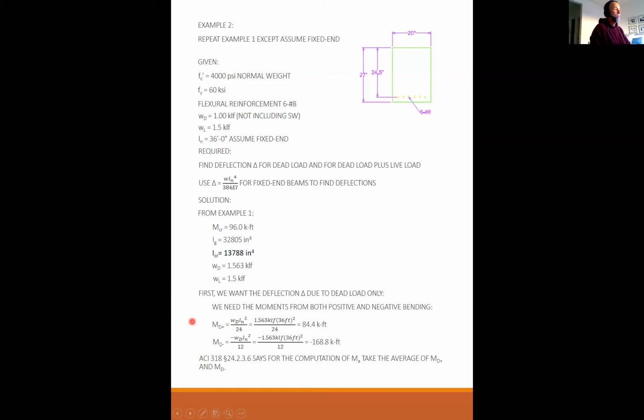ACI section 24.2.3.6 says that for the computation of MA, you can take the average of M positive and M negative. So I'm taking the average. This is the absolute, so that's 126.6 kip feet. So M cracked over MA is 96 divided by 126.6, 0.758. I can plug it back into this equation. These values don't change. That's I gross and I cracked. And my effective moment of inertia now is 22,070 inches to the fourth.